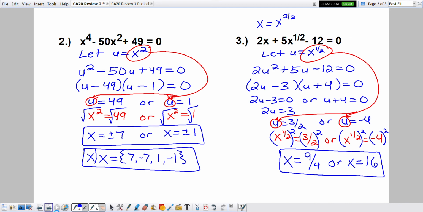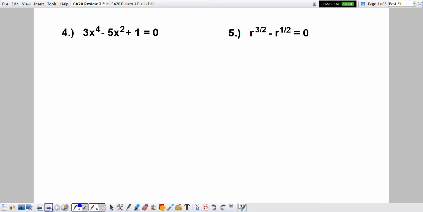We're going to move on to our final two examples. Again, very similar to the first two. If you want, you can pause the video and try these yourself. I'm just going to go ahead and solve those for the people that are watching it. I'm going to let u equal the middle exponent, x squared. So 3x to the fourth power, if u is x squared, becomes 3u squared. Minus 5x squared becomes minus 5u, and then plus 1 equals 0.